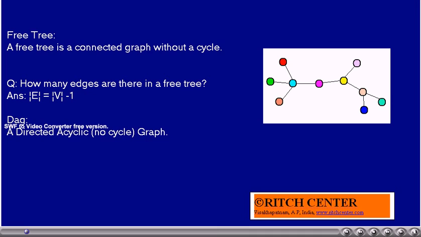A free tree is a connected graph without a cycle. Usually, the number of edges in a free tree will be the number of nodes minus 1. A directed graph without any cycles is called a directed acyclic graph, or DAG.